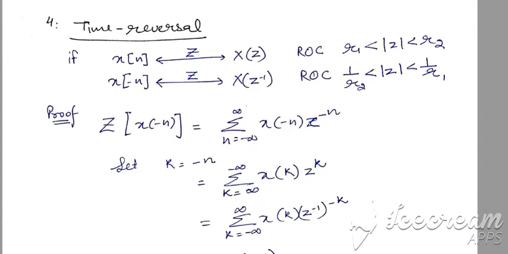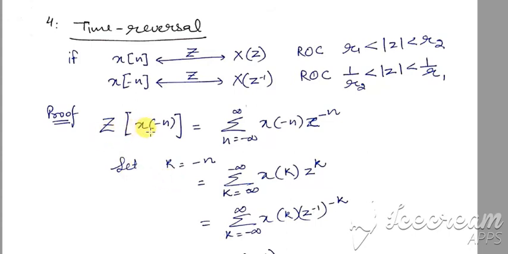Next property is time reversal. If the z transform of x[n] is equal to X(z), ROC varies from r1 to r2, z is greater than r1 and less than r2, then the z transform of x[minus n] is equal to X(z inverse). Here the ROC becomes mod z is greater than 1 upon r2 and less than 1 upon r1. Let's see the proof of this property.